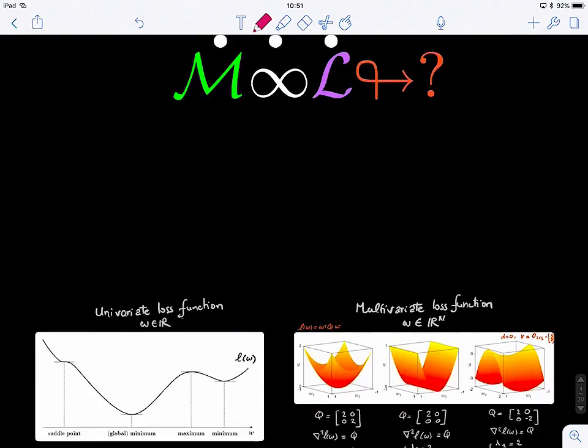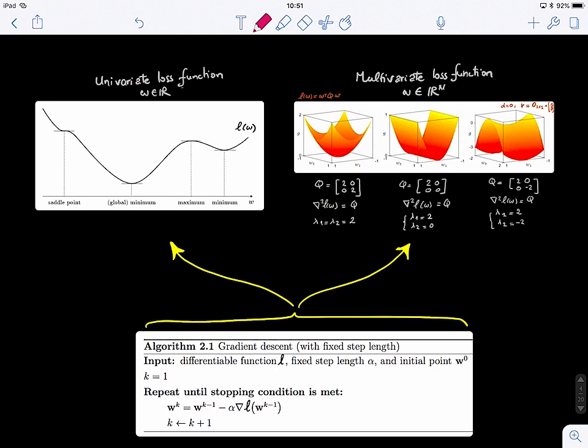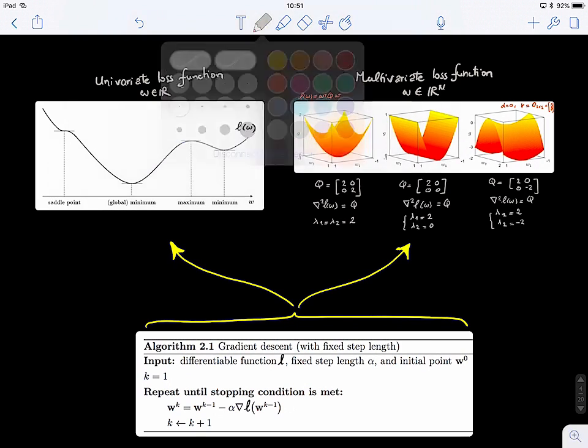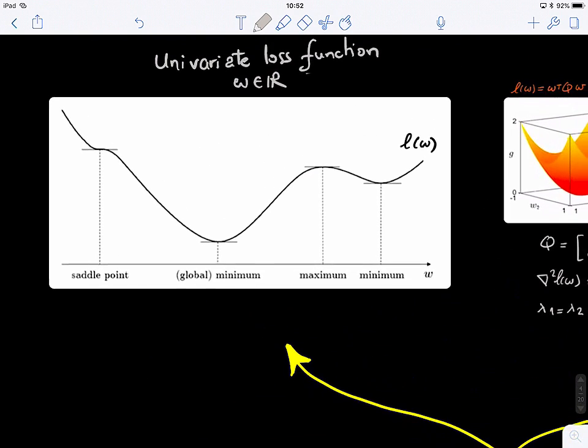Great. So just also to remind you, what we looked at in the previous lecture is, for a univariate loss function, which means we have a single parameter, it's a scalar, we plot our loss function and we look at the first derivative. So the stationary points are points where the first derivative of the function nullifies. It can be a saddle point, it can be a global minimum, it can be a maximum, a local minimum, right?